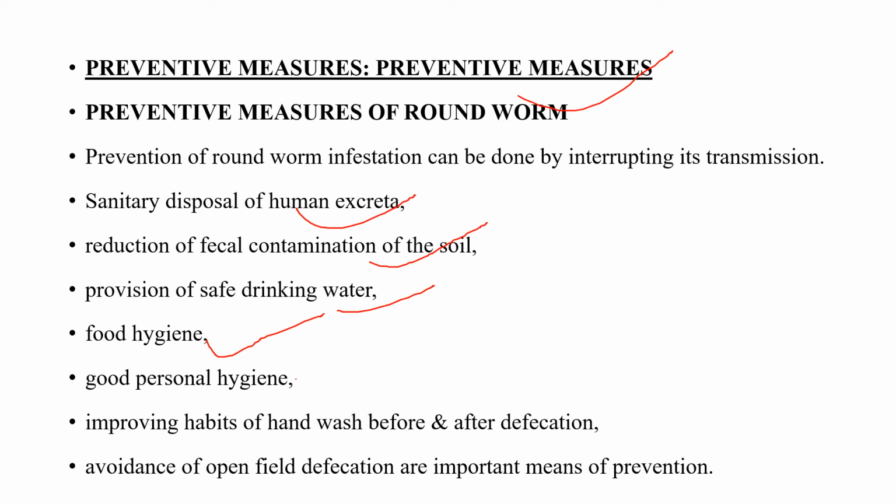Next is good personal hygiene, which is very important. Before eating and after eating, the child should do proper hand washing. Next is improving the habit of hand washing before and after defecation, which should also be done by the child. And as much as possible, we have to educate the community and children to prevent open field defecation. So these are the preventive measures for the roundworm.